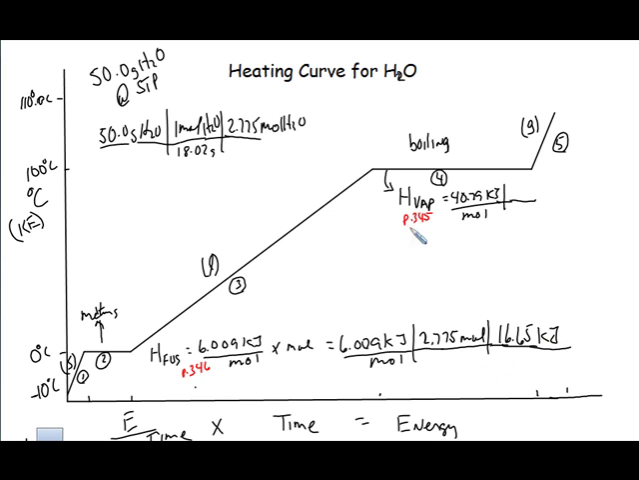Now, up here, the heat of vaporization is the same idea, except it's heat of vaporization instead of heat of fusion. This is on page 345. The heat of vaporization for water is 40.79 kilojoules per mole. So we're going to have to multiply this by moles of water. The moles of water doesn't change. It's still 2.775 moles. So this gives us 2.775 multiplied by 40.79 gives us what?